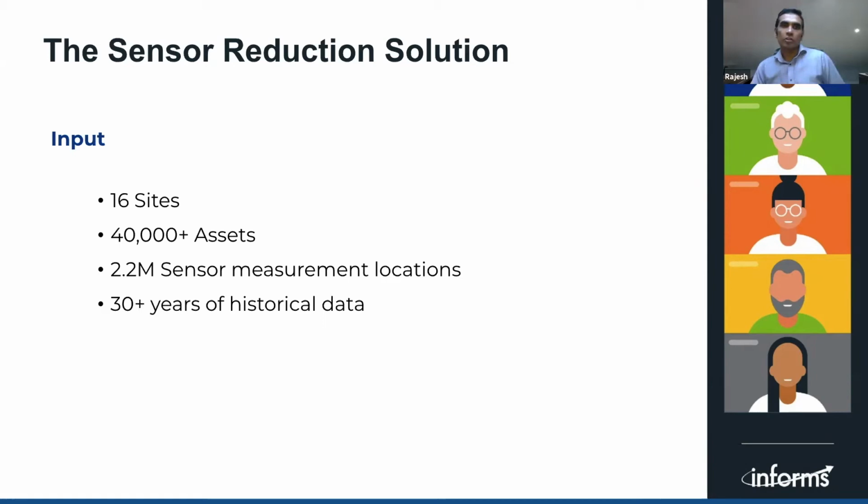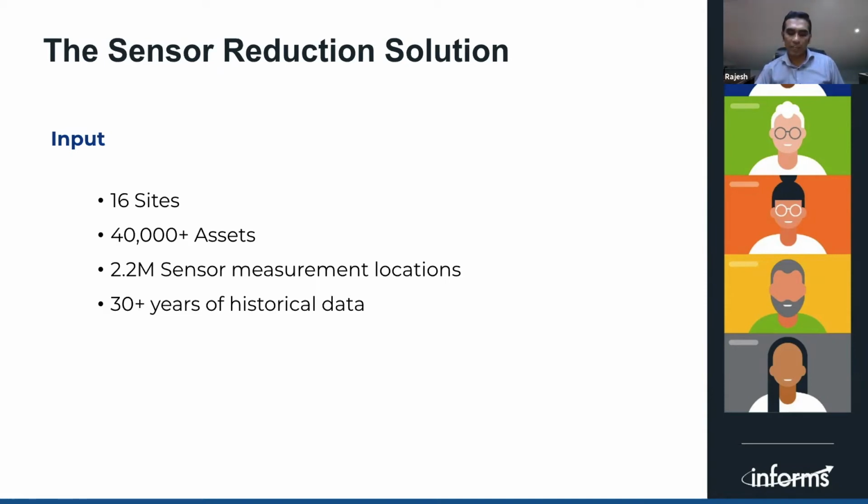Thanks, Naomi. So let's talk about the sensor reduction solution, and let's start with what we got to begin with. In the input, we have 16 sites and 40,000 plus assets. That means miles and miles of pipelines. We have 2.2 million sensor measurements placed at different frequencies of distance at different locations and assets, and we have 30 plus years of historical data.